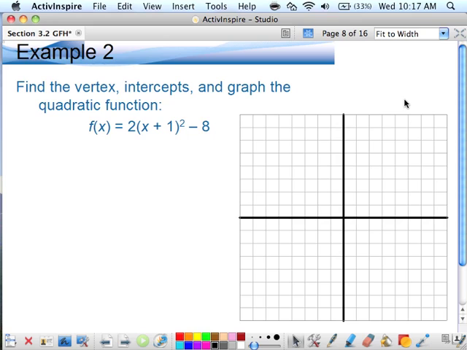Let's take this example and let's graph it. Let's find the vertex and the intercepts and one additional point. Because it's already in standard form, we should be able to run through this fairly easily.